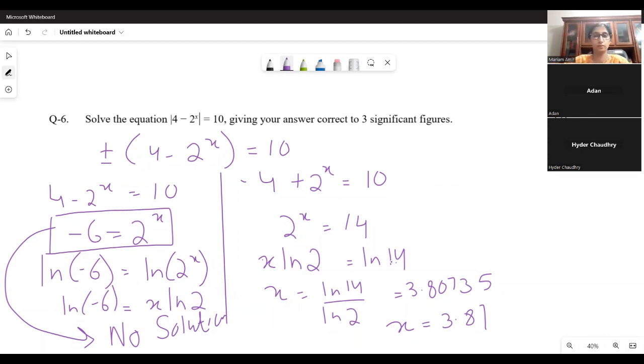Okay. Moving on. Any questions in question 6? Let's quickly do number 7. How many questions are there in this worksheet? 13 will be done, God willing.